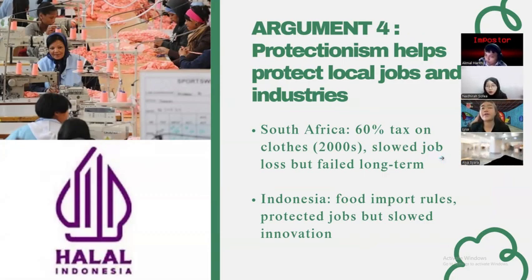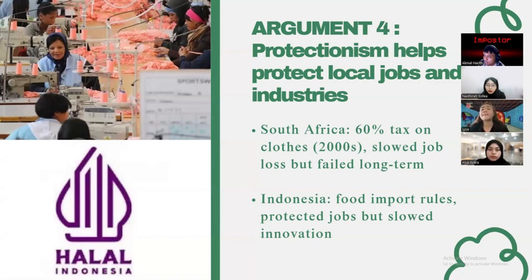Argument 4 is about how governments use protectionism to defend local industries. This means they put rules or taxes like tariffs on imported goods to give local businesses a better chance to survive. This is often done when those industries employ a lot of people or are considered important to the economy.